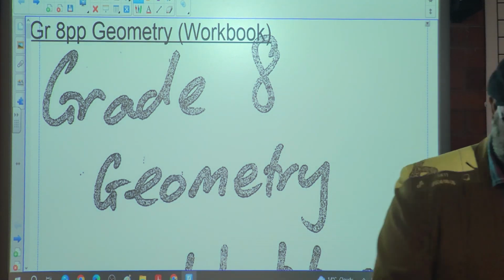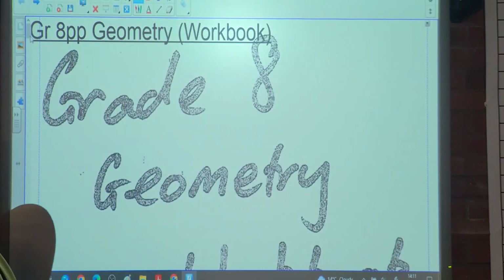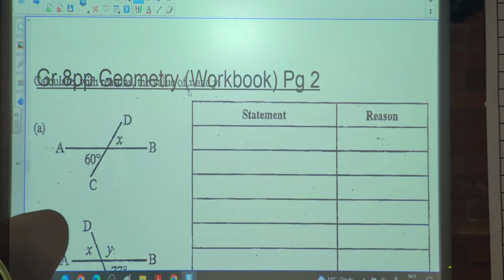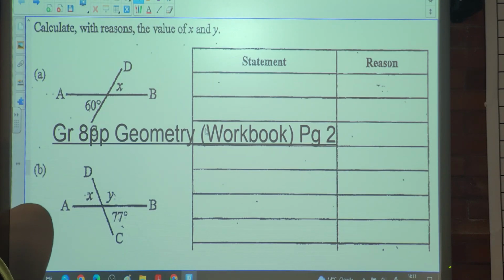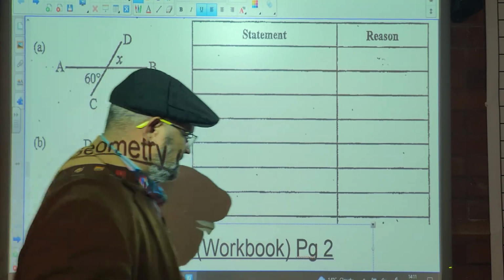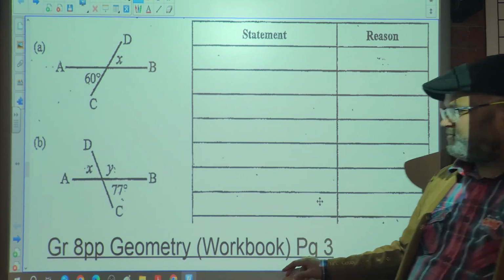Today we're looking at trigonometry, and this is on page 3. In this video we'll cover pages 3 and 4. Calculate, giving reasons, the value of x and y. This is on page 3, correct? When I move to page 4, please let me know.